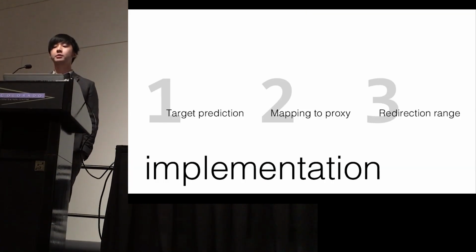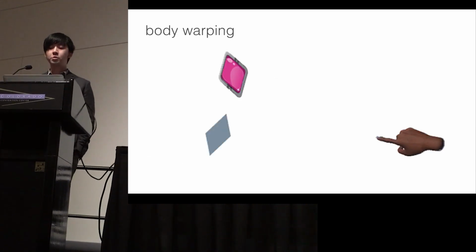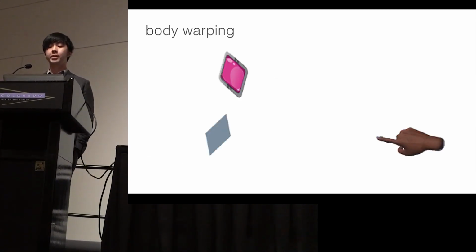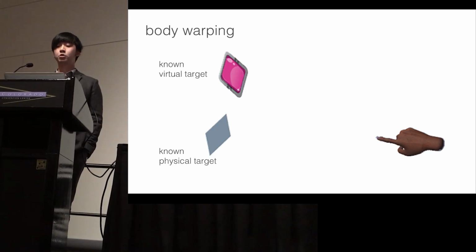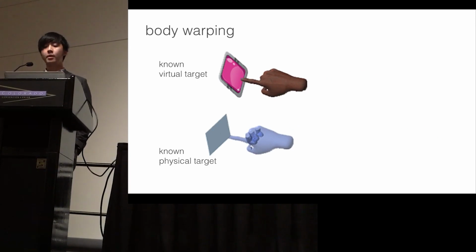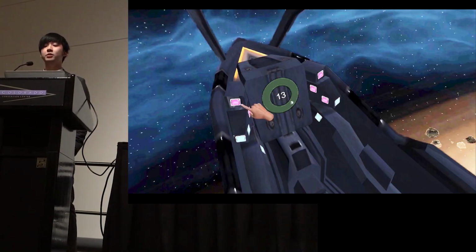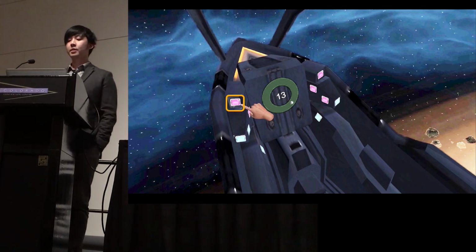And as I mentioned, we are implementing Sparse Haptic Proxy in 3 steps. Let's talk about the first step, target predicting. To use body warping from previous work, haptic retargeting, the system has to know the position of both the virtual target and the physical target way before the user is touching it, in order to generate this progressive offset between the virtual hand and the physical hand. However, if there are many things that the user can interact with, like the cockpit here, how does the system know that this button is actually about to be touched? So the system should somehow predict the target.